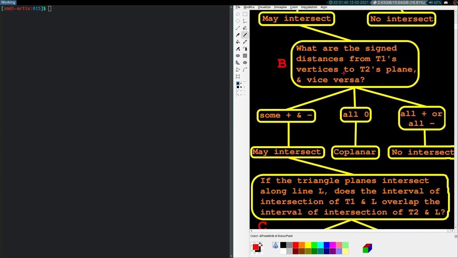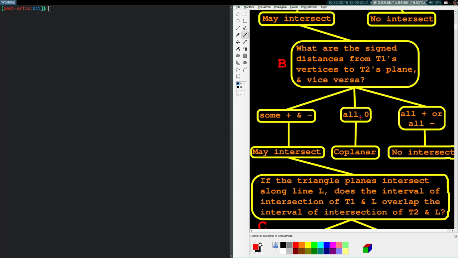Step B, what are the signed distances from triangle 1's vertices to triangle 2's plane and vice versa? So basically, we're trying to figure out if the distances from triangle 1's plane to triangle 2's vertices and vice versa, if they're all positive or all negative. And I'll get into details later about what goes on for each of these. This is just me talking sort of a top-level discussion right now. If they're all positive or all negative, there's no intersection.